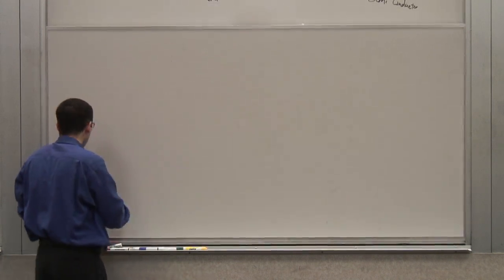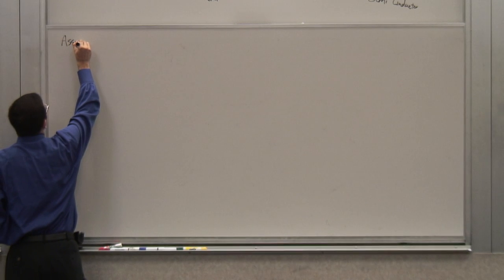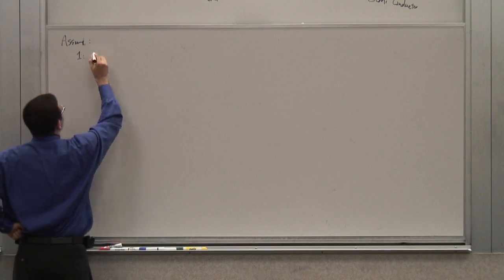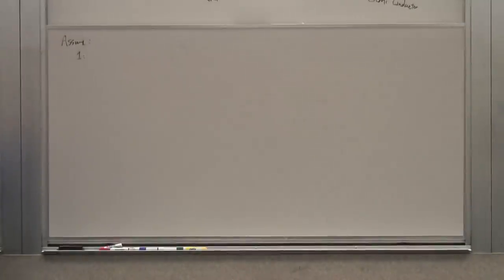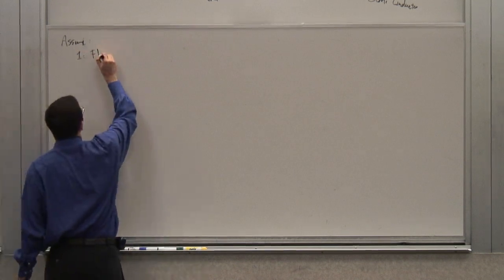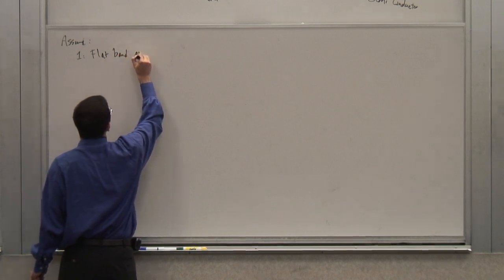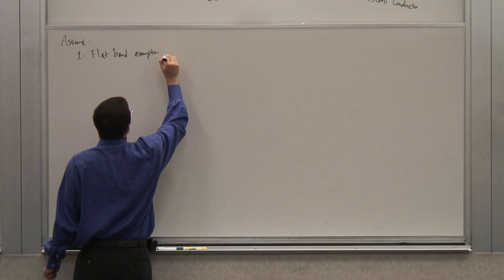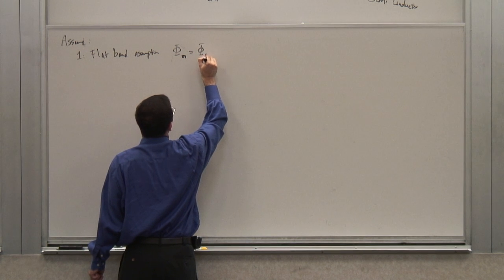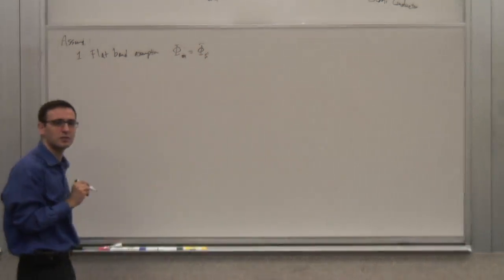Number one, assume that, now this is a strange assumption, I assume that the work function of the metal is the same as the work function of the semiconductor. And as you can see, this is not generally true, this is almost never true. It's called a flat band assumption, which is basically Φm equals Φs. Their work functions are equal, I assume that.